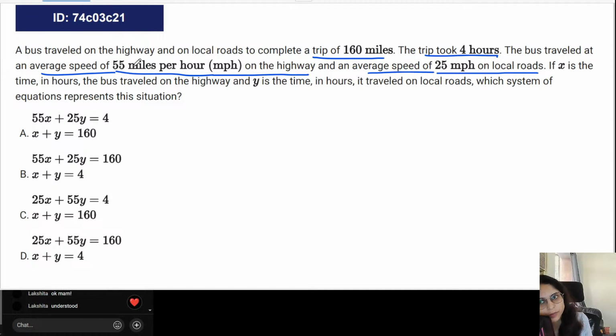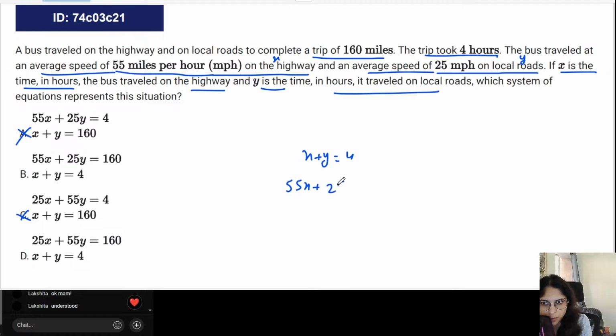So in 1 hour it is covering 55 miles, and in 1 hour it is covering 25 miles. So x is the time the bus traveled on the highway, and y is the time traveled on local roads. System of equations: the trip took 4 hours, so x plus y has to be 4. And 55 miles in 1 hour, so in x hours will be 55x. So 55x plus 25y equals 160, because in total you are covering 160 miles. Option B, ta-da.